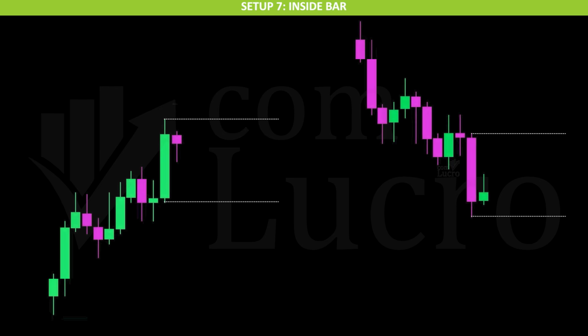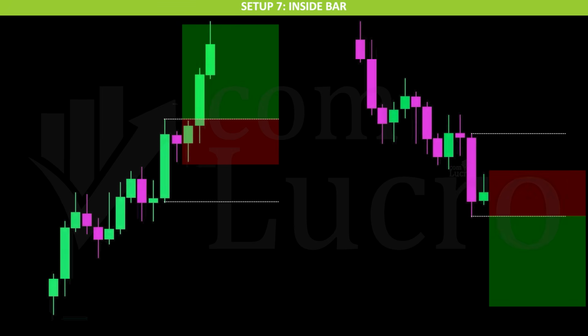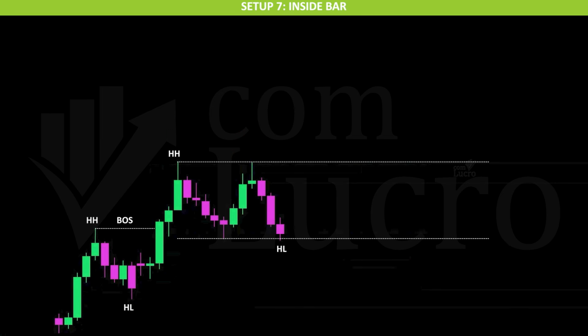We trade inside bars as continuation setups. First, we identify a strong trend, then wait for the inside bar to form. After the pattern is confirmed, we enter on the breakout of the inside bar, aligning with the direction of the trend. In an uptrend, we look for a buy after a breakout to the upside. In a downtrend, we look for a sell after a breakout to the downside, with the target set at the next key level in the market. The best inside bar setups often occur within a ranging environment.